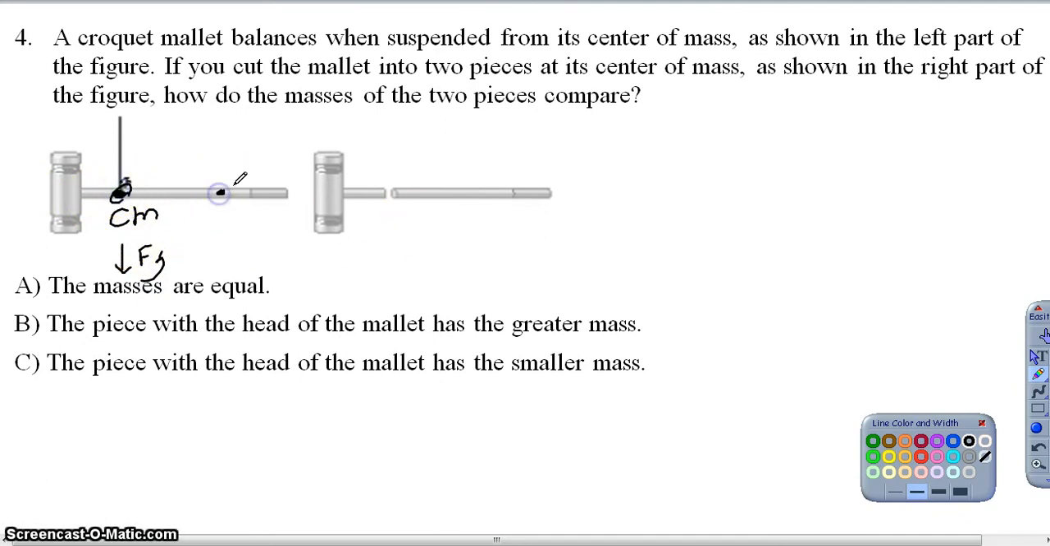Right? If I was to suspend it from over here, the force due to gravity would be acting over here and would cause it to torque counterclockwise as we rotate around this axis of rotation. But since it's hanging at that point and since it's not tipping, that tells me that has to be the center of mass. Okay, so I know my center of mass right here. So really the question becomes, does the mass on each side of the center of mass have to be equal? And that's really the same type of question we've seen before. And the answer to that is no.